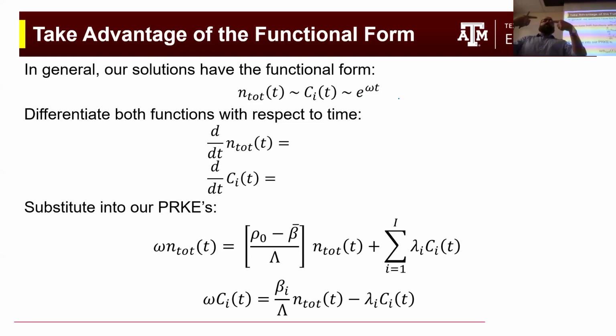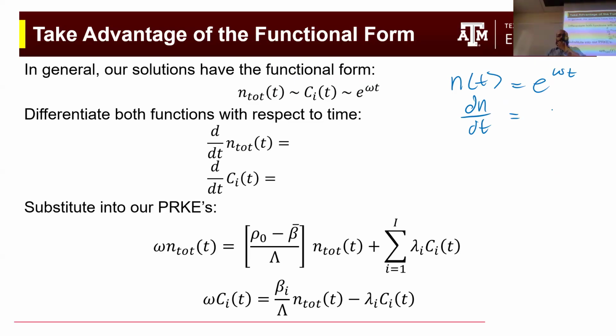So my general solutions are just going to look like e to the omega t. And our original equation had a derivative of N of t and a derivative of CI of t. So I want to use this functional form and start taking derivatives and then plug those into my point reactor kinetics equations. So if I have n of t that looks like e to the omega t, then what is dn dt?